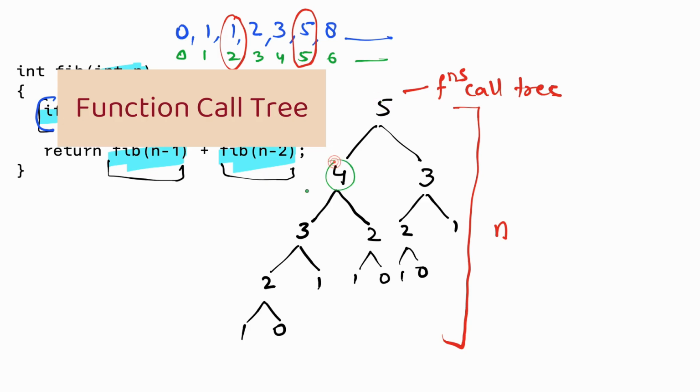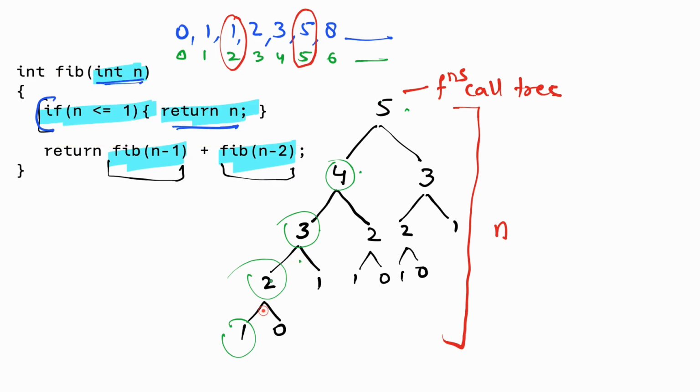5, then 4, then 3, then 2, then 1. So if it is n, then n minus 1, n minus 2, n minus 3, n minus 4, it will go all the way up to 1. Therefore, the height of this tree will be n. Now the height of this tree is n, and this tree is fairly balanced. So what can we say about the number of nodes in the tree? If the height of the tree is n, and if the tree is a complete binary tree, then the total number of nodes in the tree is 2 raised to the power n.